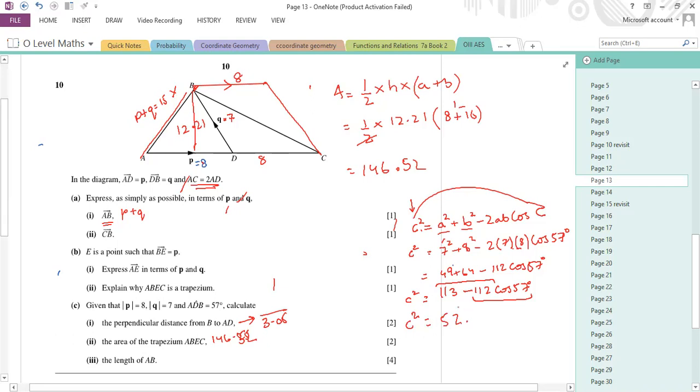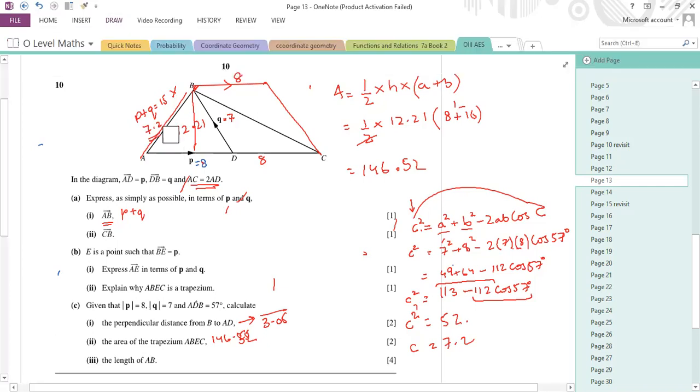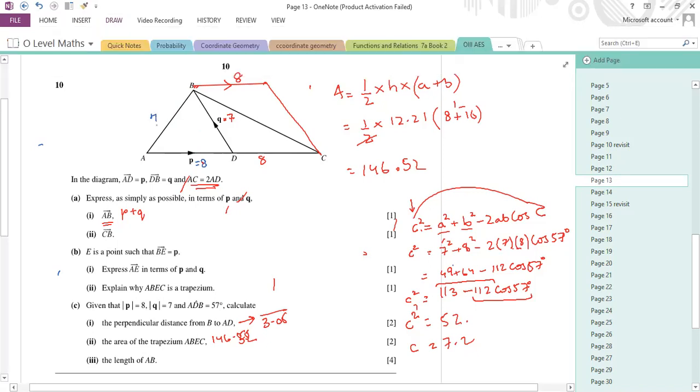And then what will happen? You'll say c is equal to the root of the answer, so you're going to get 7.2. Now this is your answer, right? 7.2. Be very vigilant, please, that it cannot be 15. Don't make this mistake. It is 7.2. You have to apply the cosine rule, yes, that you have to.